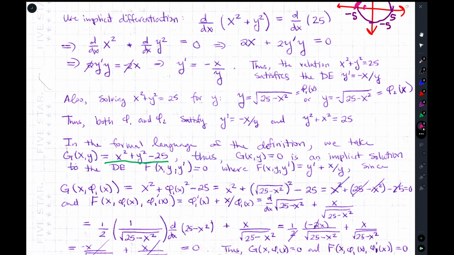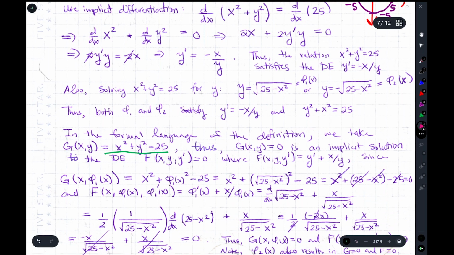But here, I provide two different explicit solutions. One of them, phi 1 of x, equal to positive square root of 25 minus x squared, and phi 2 of x, negative square root of 25 minus x squared. So we can find, on the implicit curve, explicit solutions that satisfy the differential equation. Therefore, this implicit curve is an implicit solution to the differential equation.